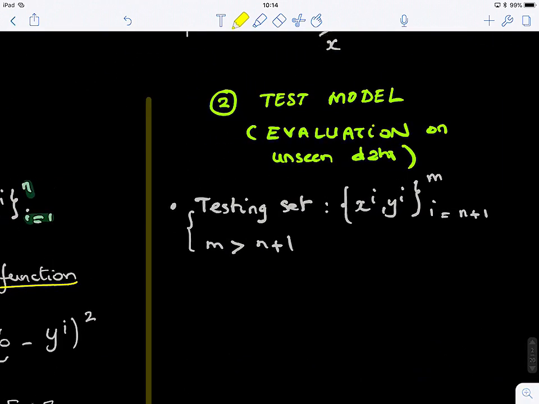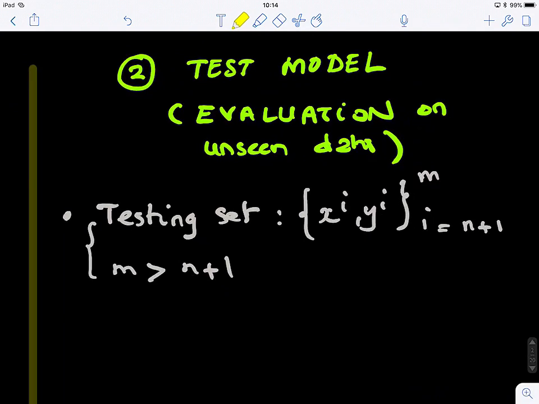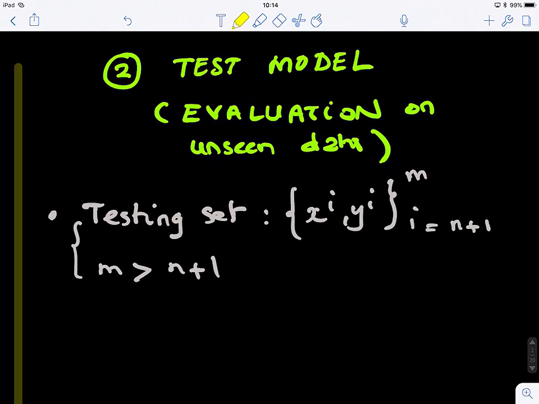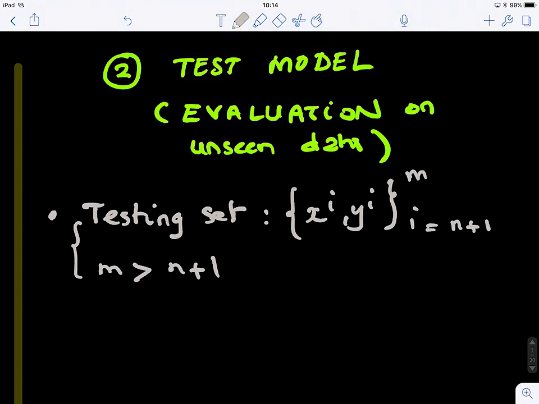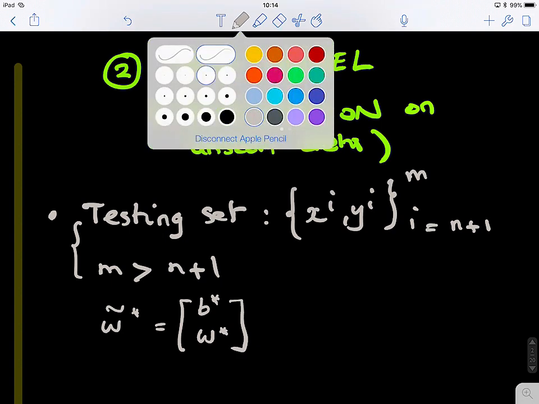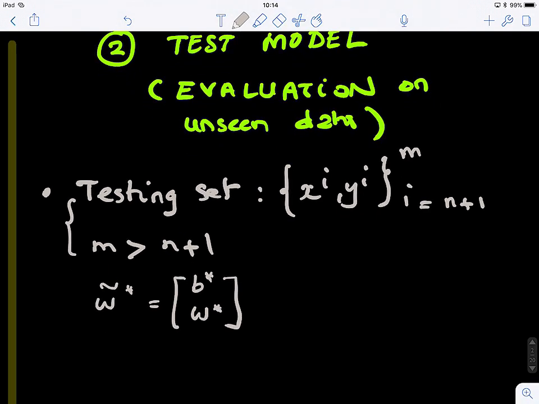Now, in the testing step, what do we need to do? So now we have, what do we have? We have our model. Let me write it down. So we have our linear model. So we had the W star and the B star, and these are the parameters of our hyperplane, okay? So what is the next step to evaluate our model on these unseen samples?